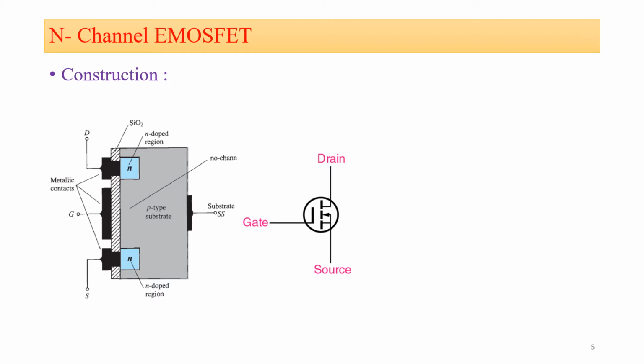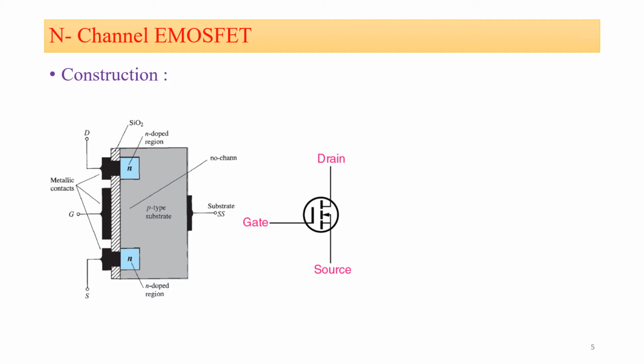Now the main difference between the depletion type of MOSFET and enhancement type of MOSFET is that in case of your enhancement type of MOSFET, the channel between the drain and source is absent. But in case of your depletion type of MOSFET, the channel between drain and source is present. That is the main difference between the depletion type of MOSFET and the enhancement type of MOSFET.